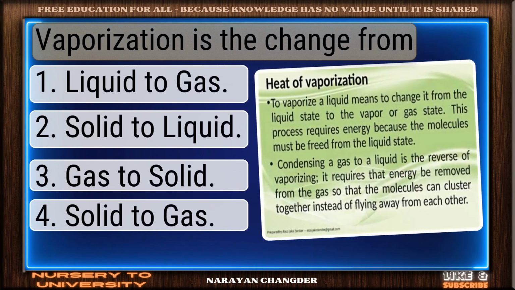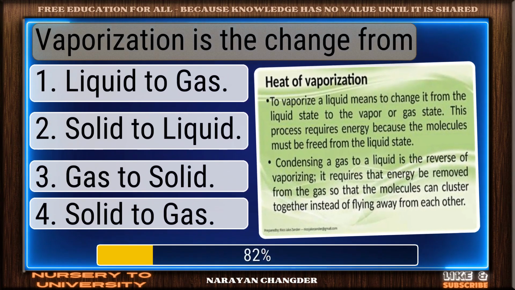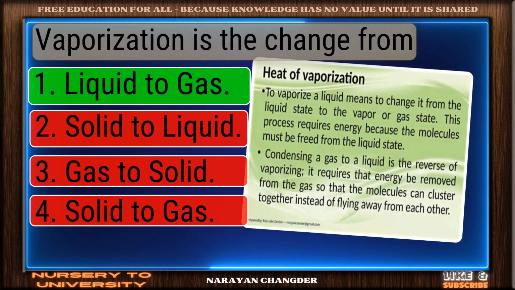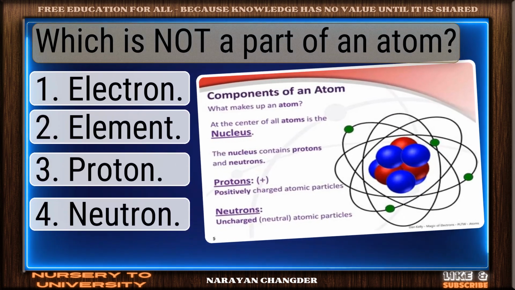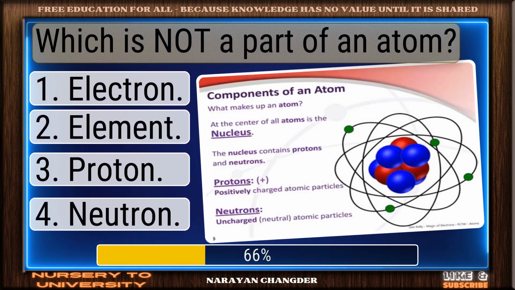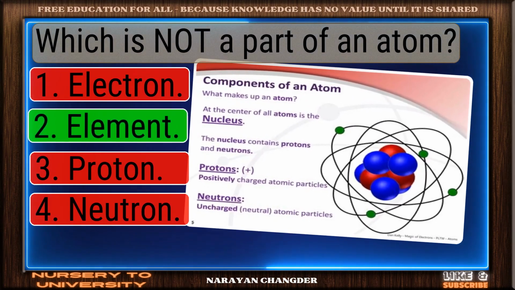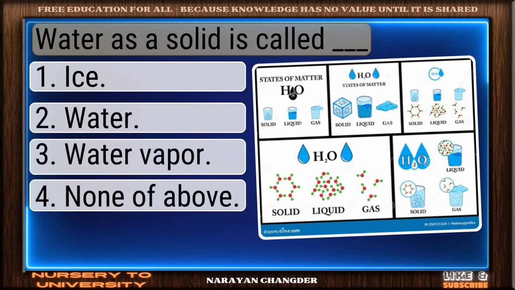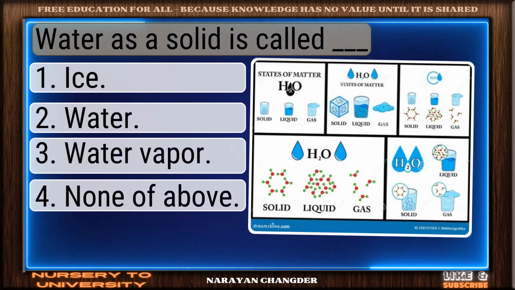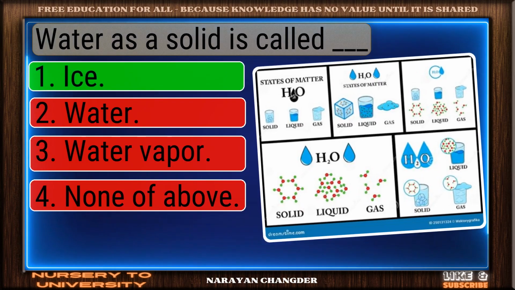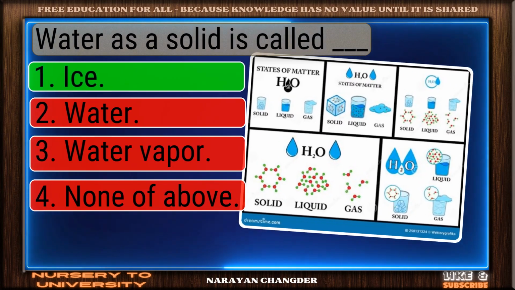Vaporization is the change from. You got it. Your choice liquid to gas is right. Which is not a part of an atom? You're right. Element is the correct answer. Water as a solid is called dash. You're right. Ice is the correct answer.